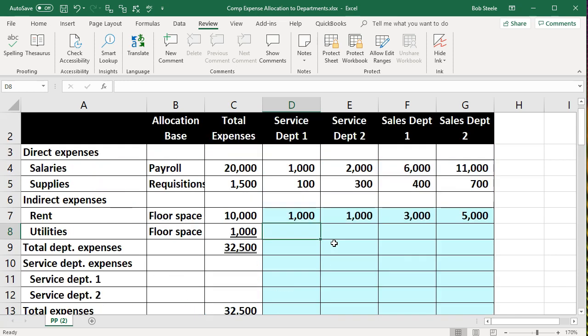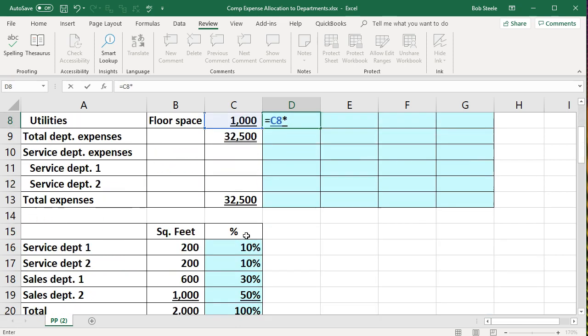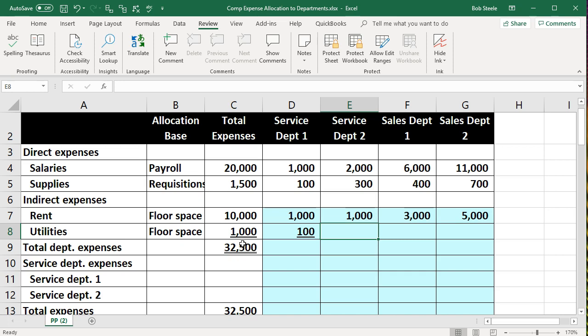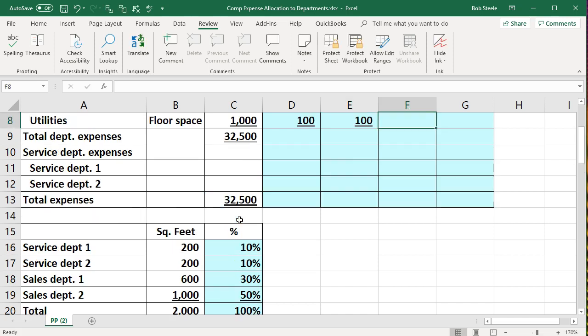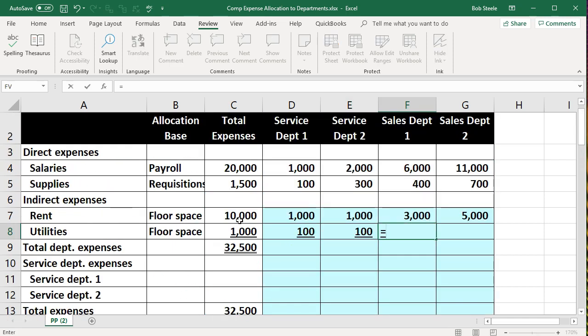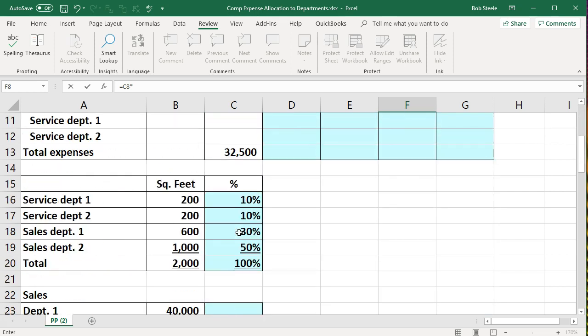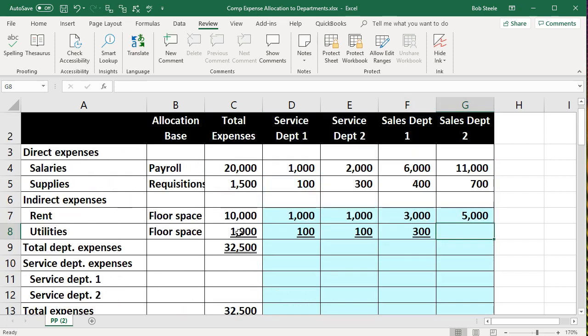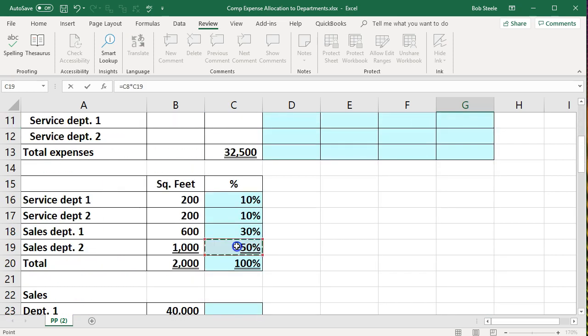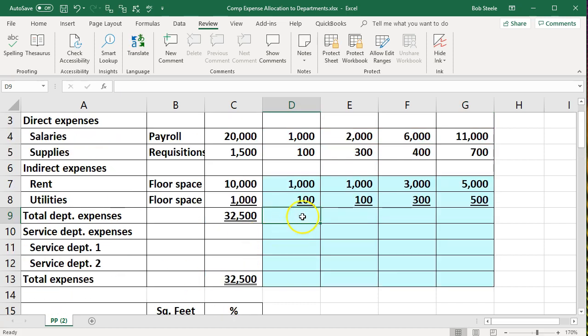Okay, now we'll do the same thing with utilities, same process. Service department 1 equals the 1,000 times the 10%, tab. Service department 2 equals the 1,000 times the 10%, tab. Sales department 1 equals the 1,000 times 30%, tab. And sales department 2 equals 1,000 times 50%, tab. Obviously we use these ratios to break them out. If we add them up, we get 10,000 up top and 1,000 for the utilities, so the totals are the same.